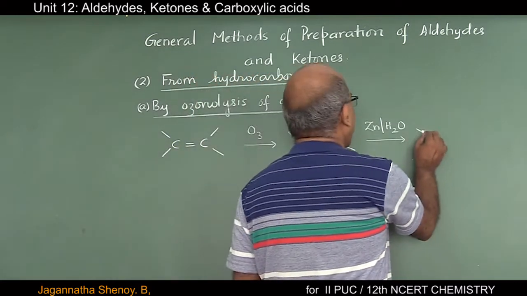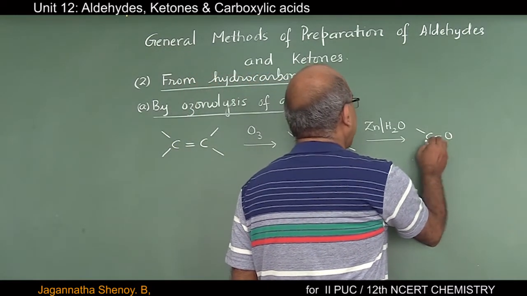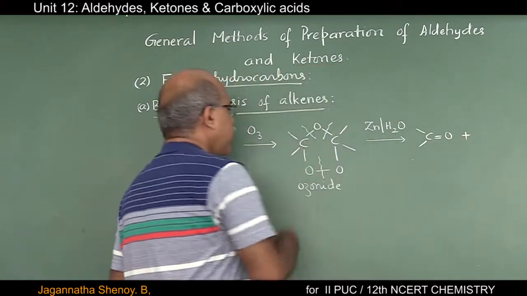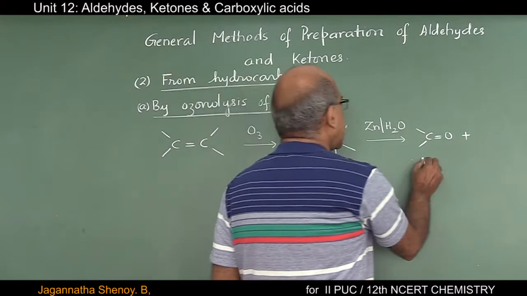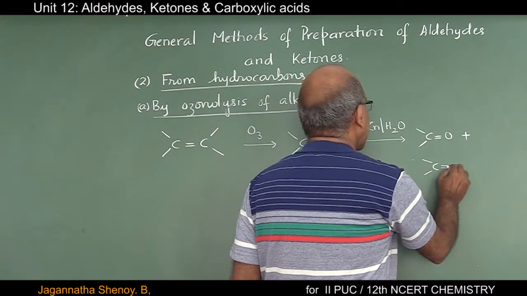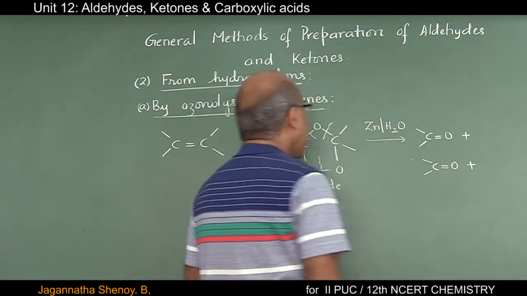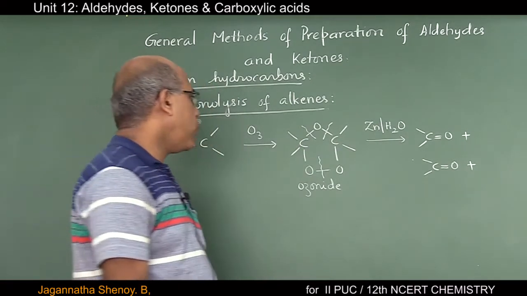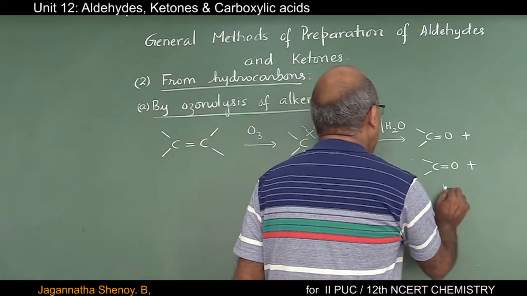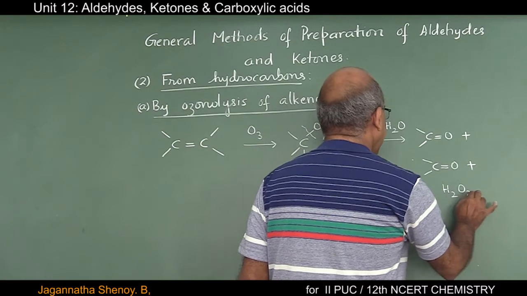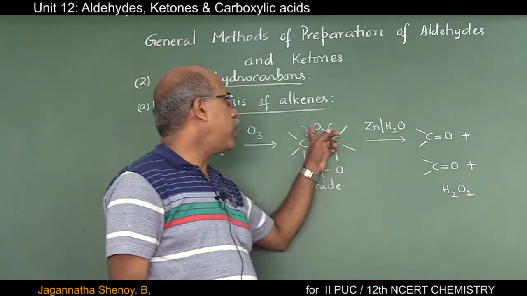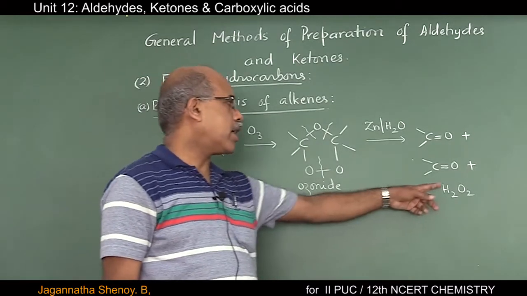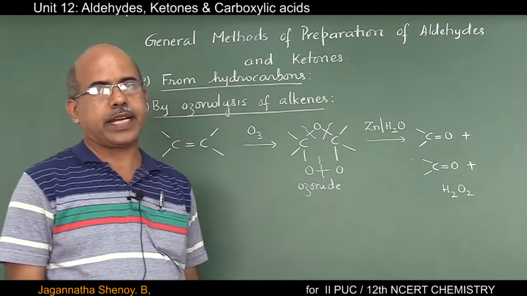We are going to get a C double bond O. From this side, we will get C double bond O. From the other side, again, we will get C double bond O. In addition to that, what we get is hydrogen peroxide, H2O2. So, here H2O will take away this oxygen and give you hydrogen peroxide.